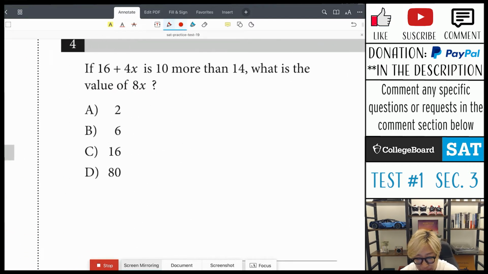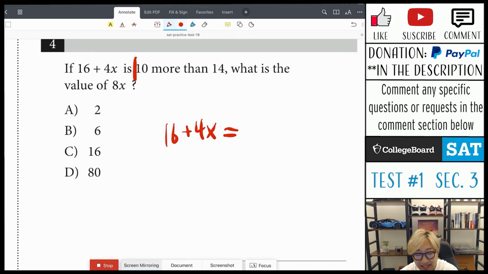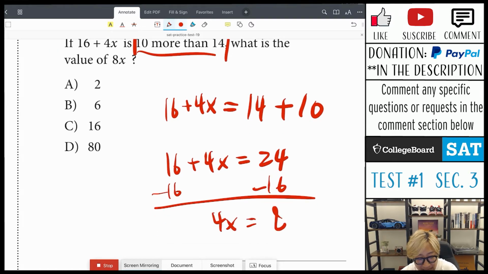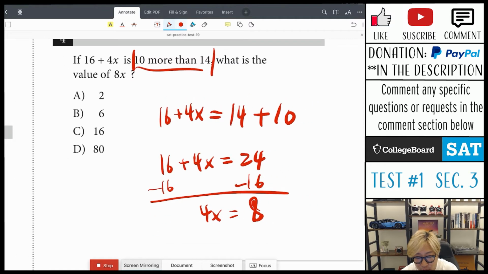Number 4. If 16 plus 4x is, cut, 16 plus 4x is 10 more than 14, cut. So 14 plus 10. So 16 plus 4x is equal to 24. So subtract 16 on both sides. So 4x is equal to 8. Stop. Do not divide it by 4 and get x is equal to 2.